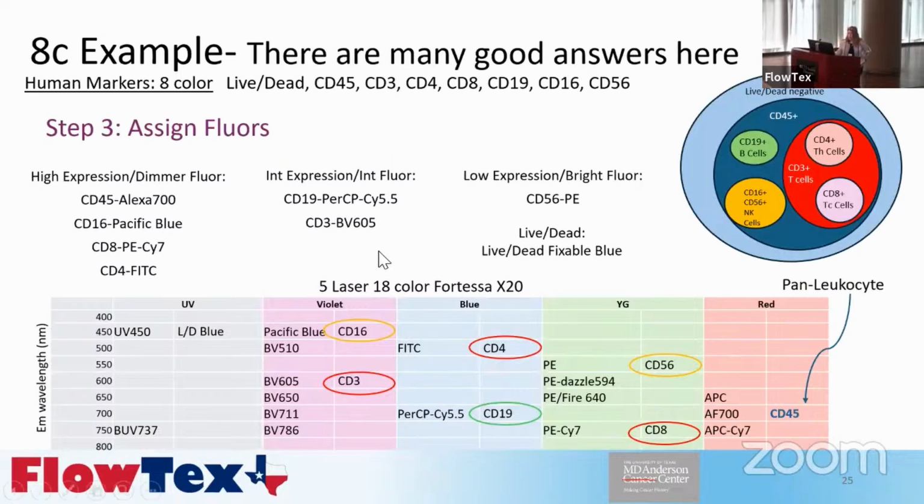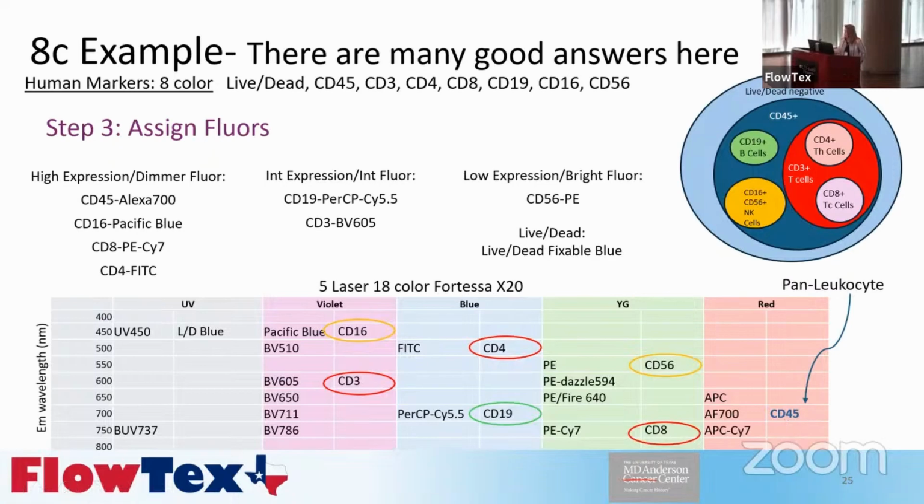Okay, so next step, I've got my lists, I've got my idea of co-expression, I've got my bright fluors and my dim fluors, so I'm going to start to assign these. Now we're going back to the spreadsheet that I use here. Like I told you, I like a live dead blue somewhere in the UV range, so I'm going to assign that. Also, when I'm looking at immunology panels, I'm always going to want to include CD45. It's a pan-leukocyte marker, and it helps clean up your data a lot. I like to use it in Alexa Fluor 700, which is one of the dimmest fluorochromes, because it's extremely highly expressed.